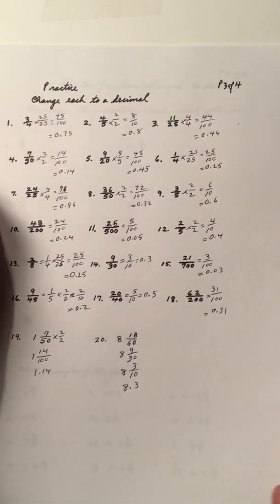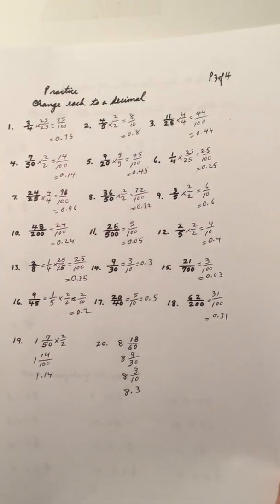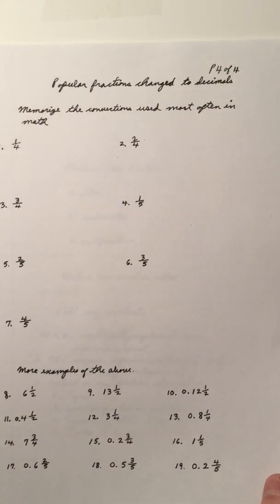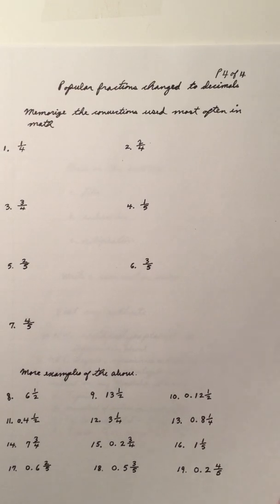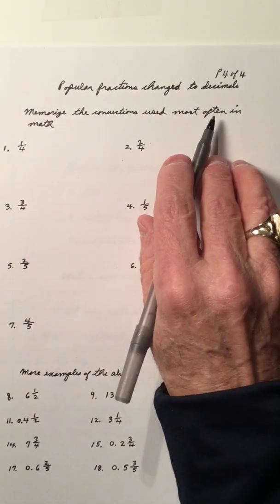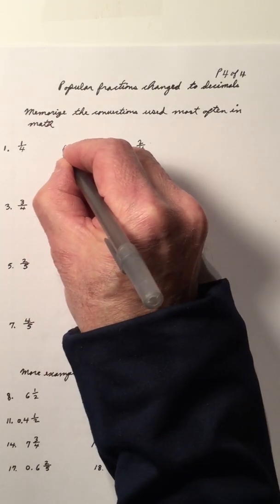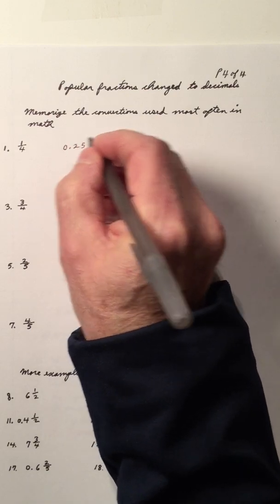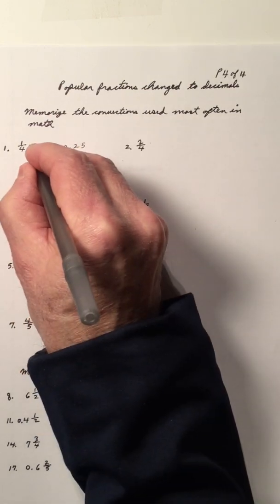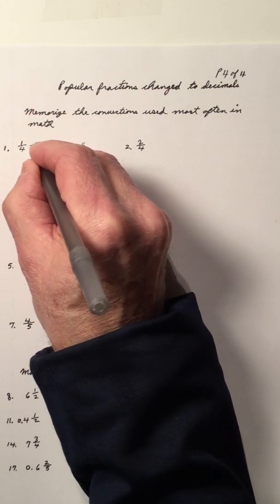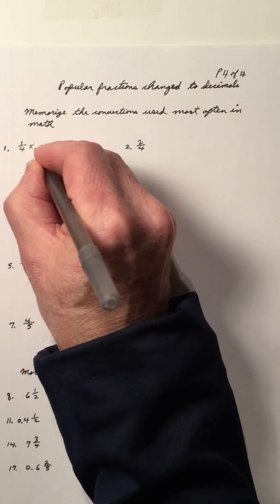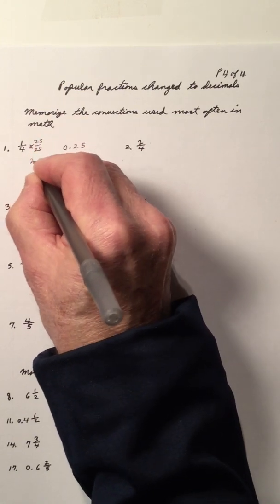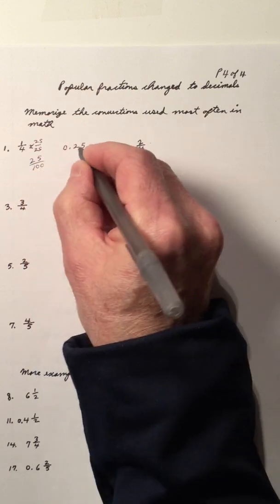Changing a fraction to a decimal, if you can find a good denominator of 10, 100, or 1,000. But there are some popular fractions that you should learn and memorize. 1/4 is decimal 0.25. Think of 1/4 as being a quarter of a dollar, which is 25 cents. But if you want to change this to multiplying it by, say, 25 over 25, that gives you 25 over 100, which is decimal 0.25.